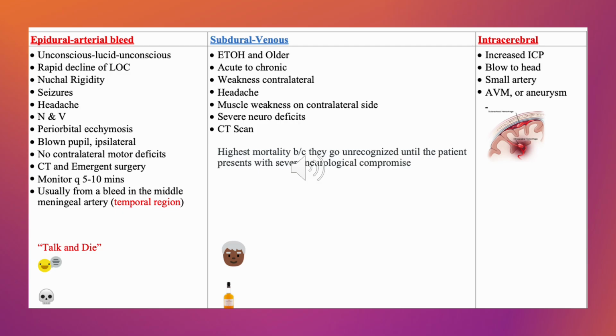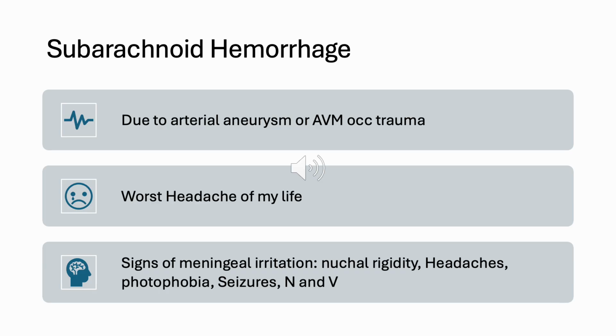And then with intracerebral, this is usually due to increased intracranial pressure, a blow to the head, or a small artery bursting, like an AVM, which stands for arterial venous malformation. Sometimes people are born with these, and they're very weak. So over time, it could burst, okay? So the aneurysm could burst. So that's just a comparison of 3 different types of brain bleeds.